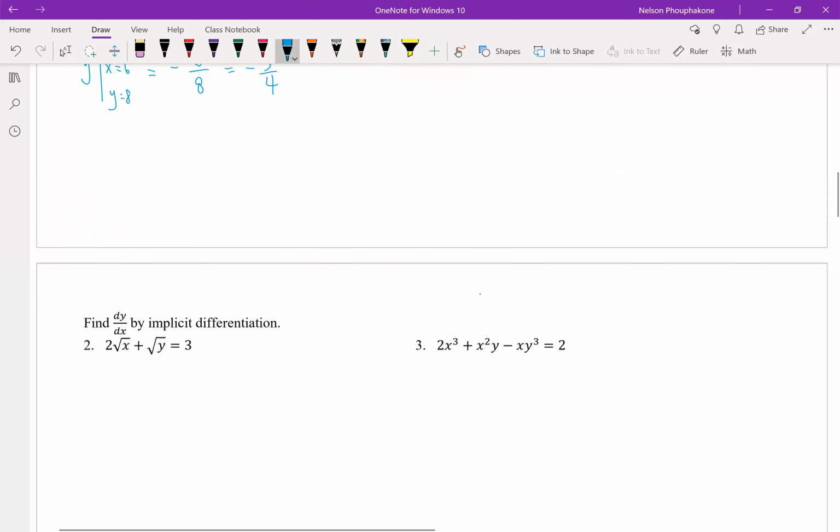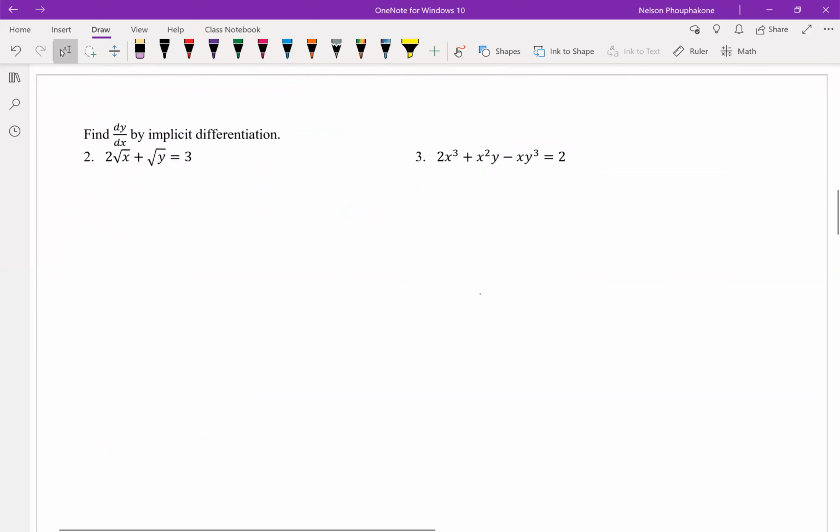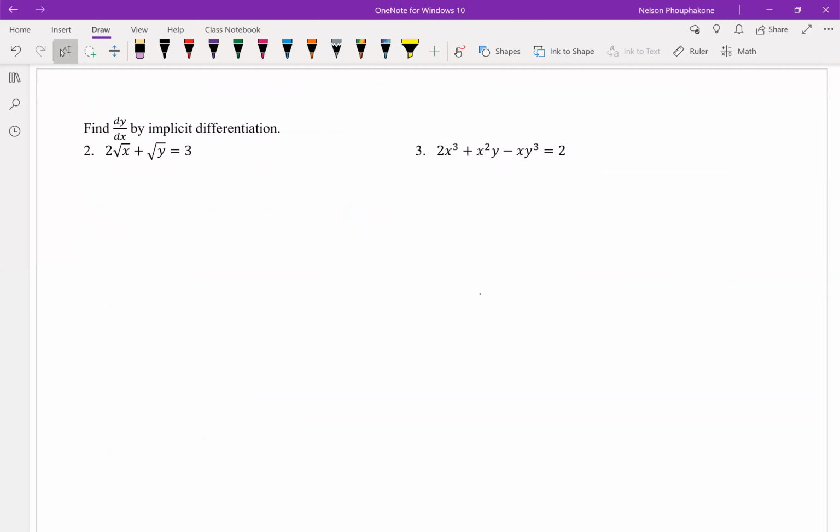Now it is your turn to practice how to find dy/dx by implicit differentiation. Let's start. I have 2x to the 1/2 plus y to the 1/2 equals 3. Now we take the derivative of both sides of the equation with respect to x. So I will have 2 times 1/2 x to the negative 1/2 plus 1/2 y to the negative 1/2 y prime equals 0.